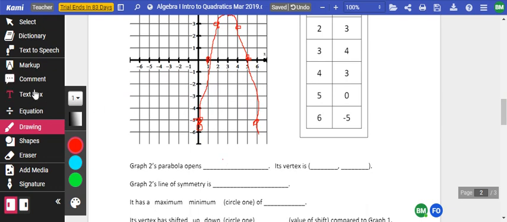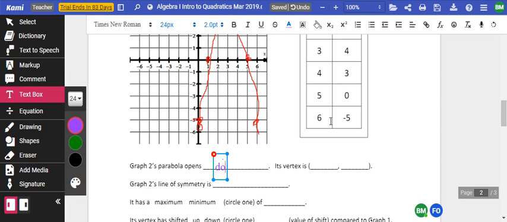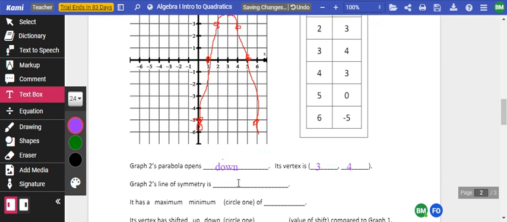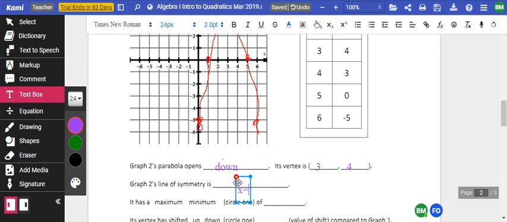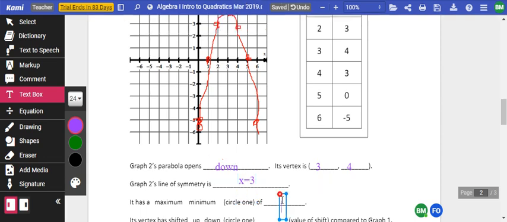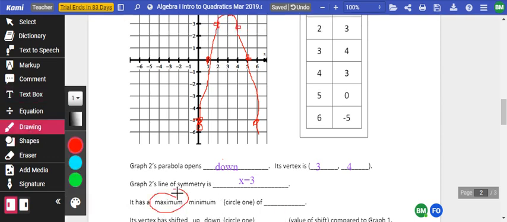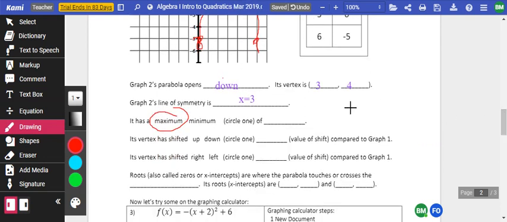Okay? So the parabola here opens down. Its vertex, where it starts repeating and goes back and forth, is (3, 4). Its axis of symmetry is x equals 3. Oh, look, it's always the x value of my vertex. It has a maximum. The vertex has shifted up 4, and it moved to the right 3.